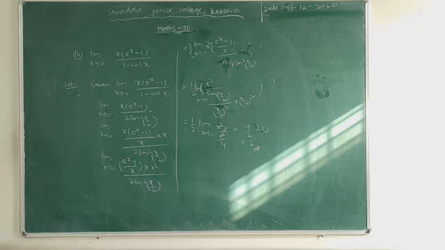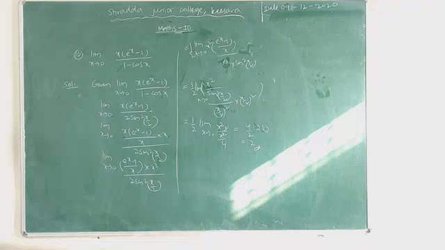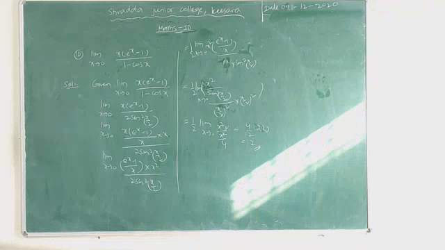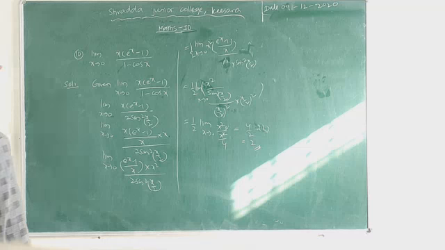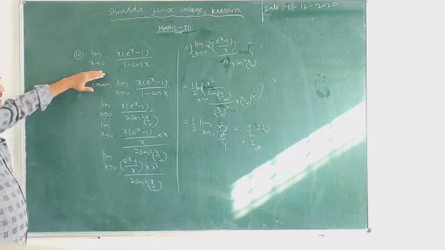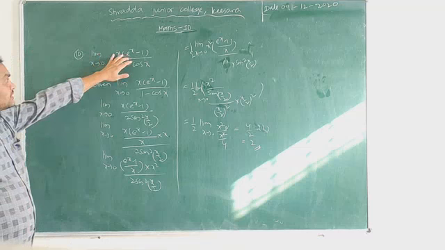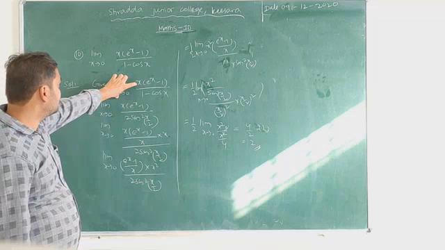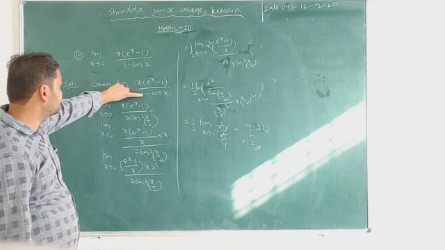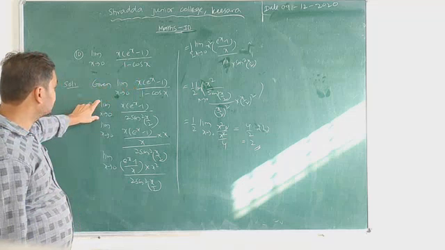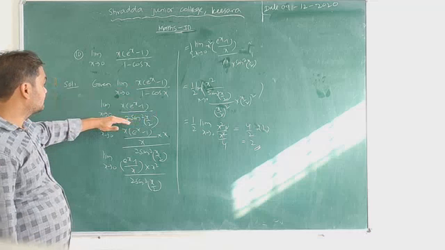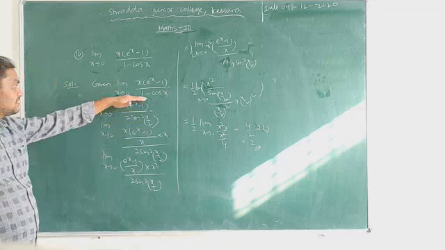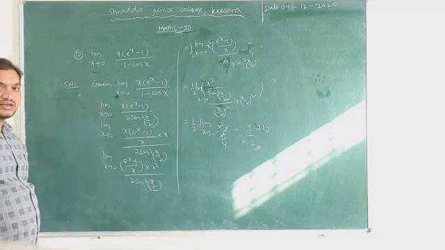See now, take once again this problem. Limit x tends to 0, x into e power x minus 1 by 1 minus cos x. Now what is the formula here? 1 minus cos x is nothing but 2 sin square x by 2.